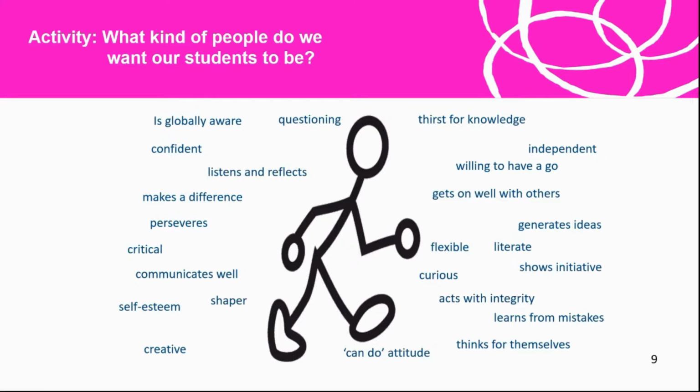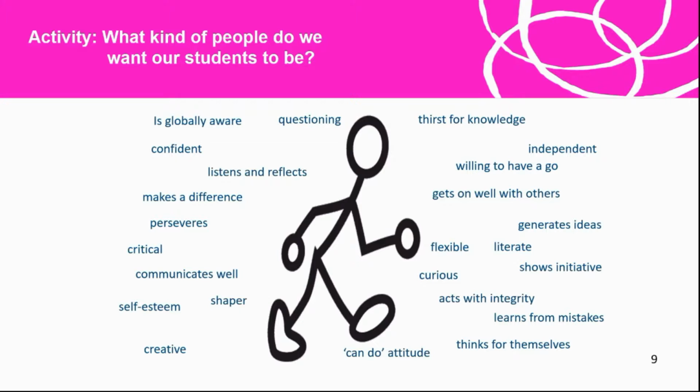If you look at the right-hand side of your screen, we want students who thirst for knowledge, who are independent, who are willing to have a go, who get on well with others, they generate ideas, they are flexible, they are not rigid, they are literate, they show initiative, they are curious, they act with integrity. And that is very key. Even you as a teacher must act with integrity. So if you tell your students you will be in class by 9 a.m. and you show up by 11 a.m., you don't have integrity.